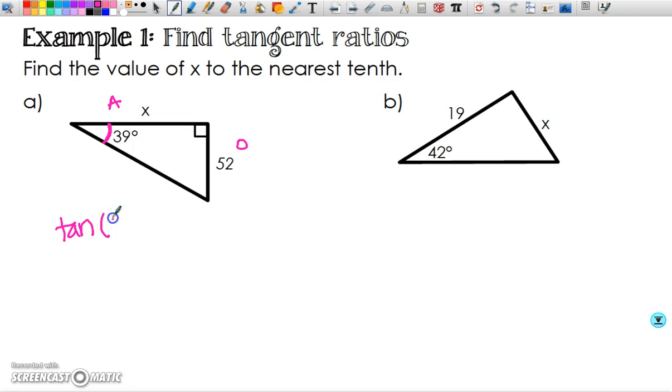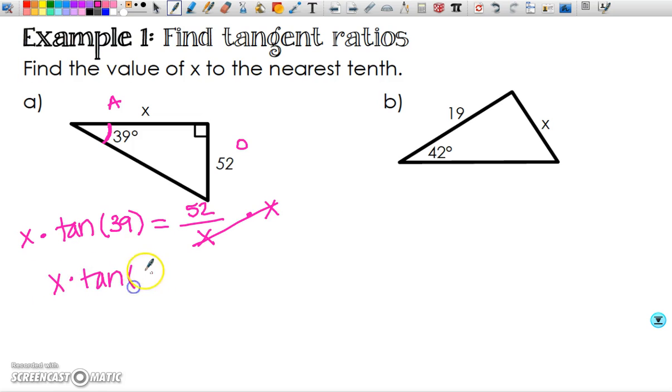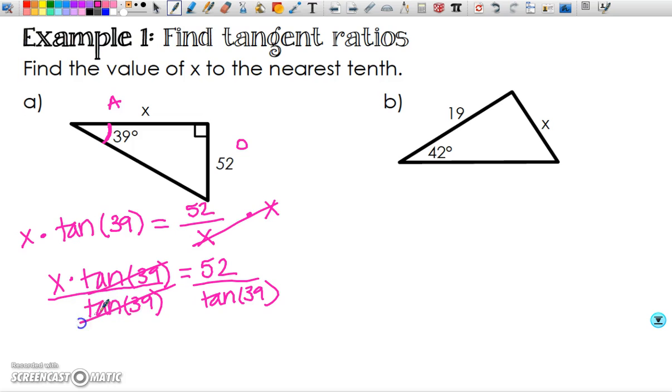So tangent of, and then put your angle measurement in here, equals your opposite side, which is 52, divided by your adjacent side, which is x. Now because x is in your denominator, we need to multiply by x on both sides of our equation to get x times the tangent of 39 equals 52. And then we need to divide by the tangent of 39. All right, and so these end up canceling, leaving you with x equals 52 over the tangent of 39. And again, we'll finish that up once we're in class.